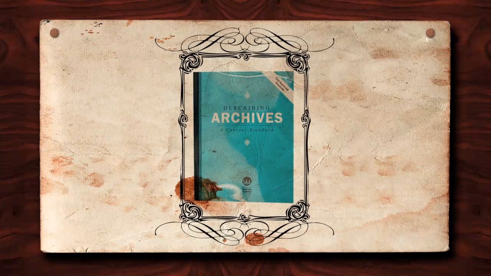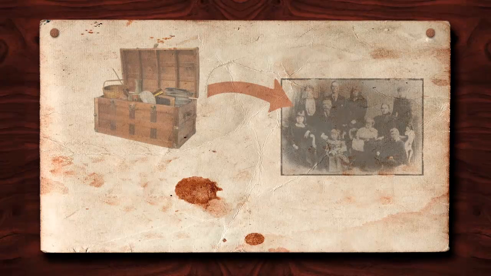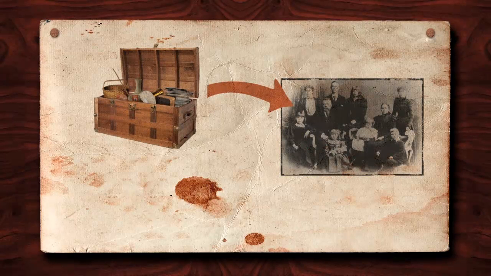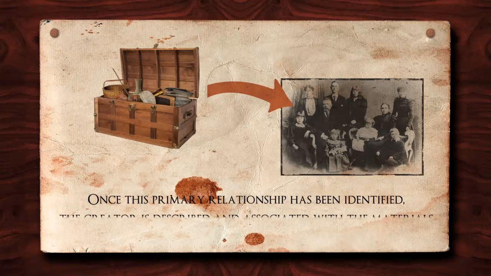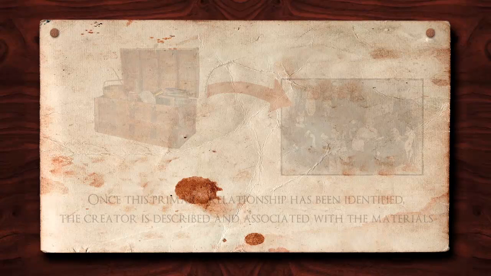According to Describing Archives, a Content Standard, or DACS, the primary relationship that should be captured when describing archival aggregations is between the records and the entity responsible for the creation, assembly, accumulation, and/or maintenance of the materials being described. Once this primary relationship has been identified, the creator is described and associated with the materials.